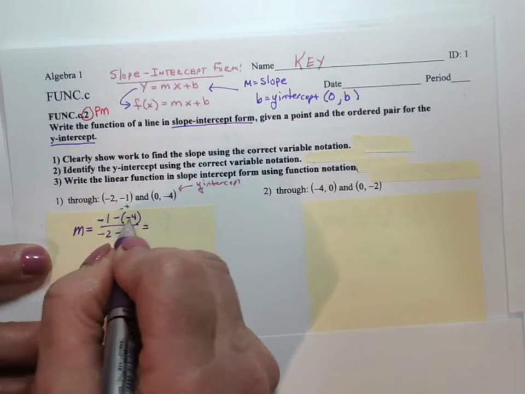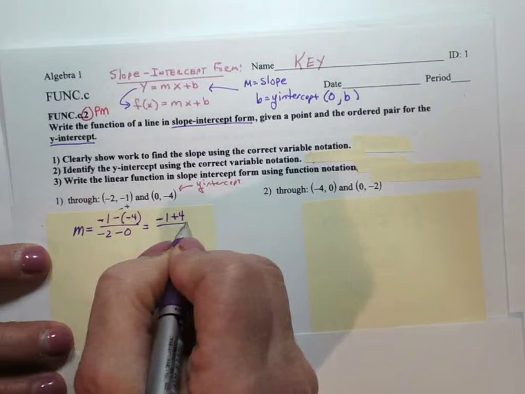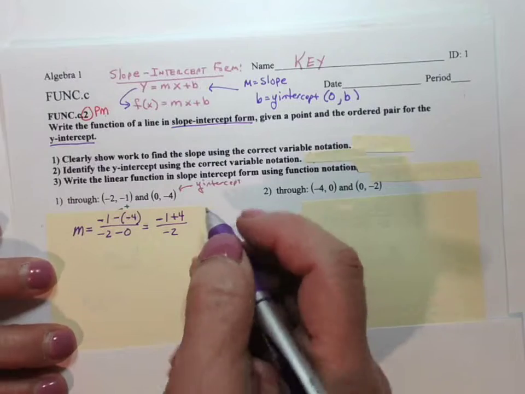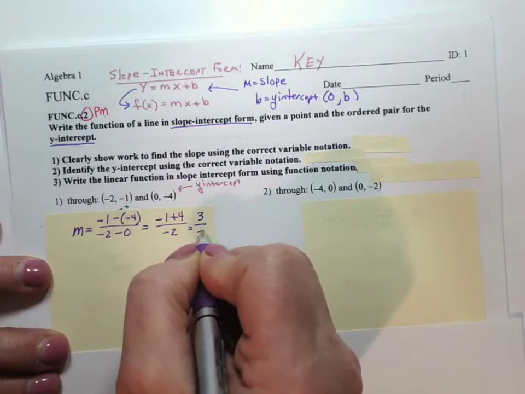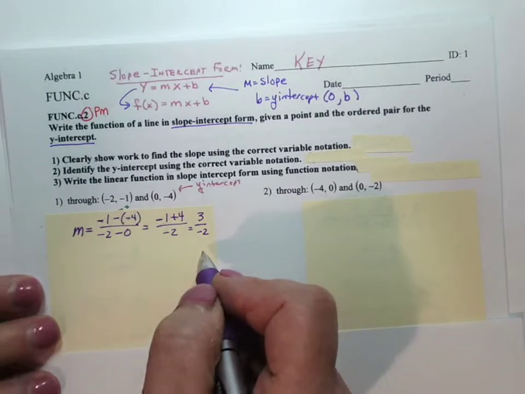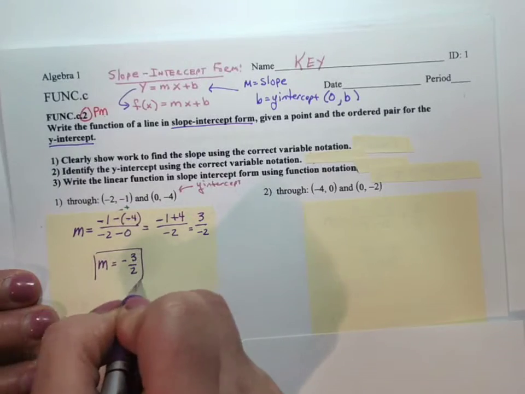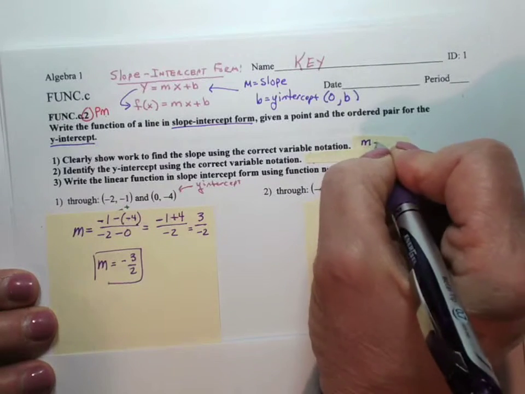So negative 1 minus a negative 4 is going to be negative 1 plus 4 over negative 2. So this is going to be 3 over negative 2. Okay, so my slope is -3/2. That's what they asked you to do first. So here they want you to find m equals.